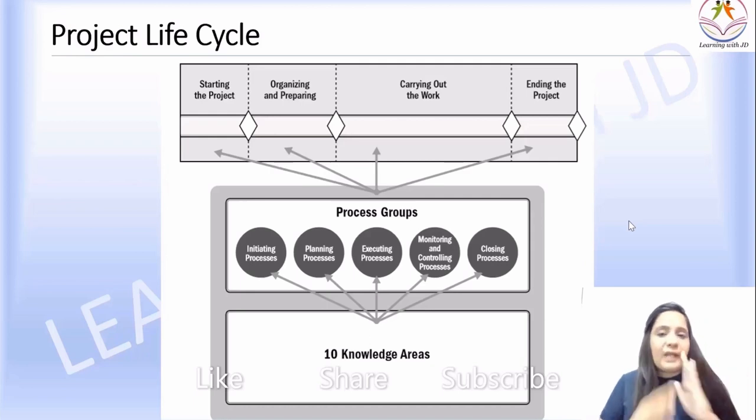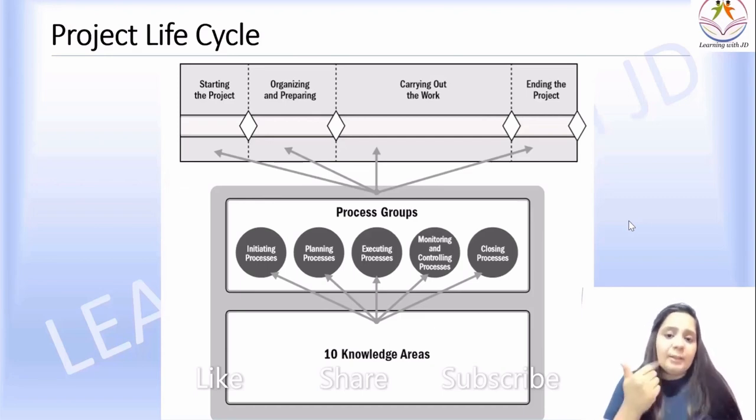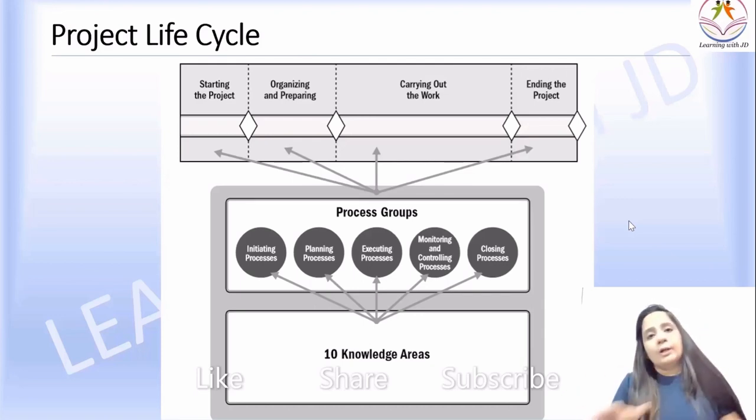and there are 10 different knowledge areas. And that is the second key concept of PMP on which the entire PMBOK is based: your 5 process groups, your 10 knowledge areas. We are going to see all the knowledge areas in quite detail in the coming videos. You can follow Learning with JD to understand all the process groups and knowledge areas, which will be taken up in the following videos. So initiating, planning, executing, monitoring and controlling, and closing are the 5 process groups of the project life cycle.